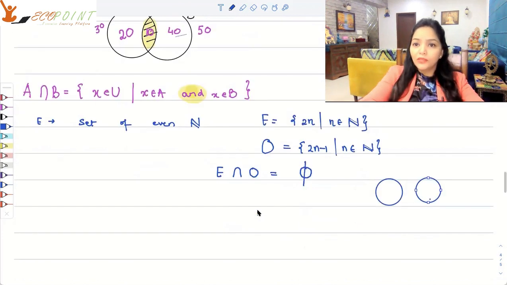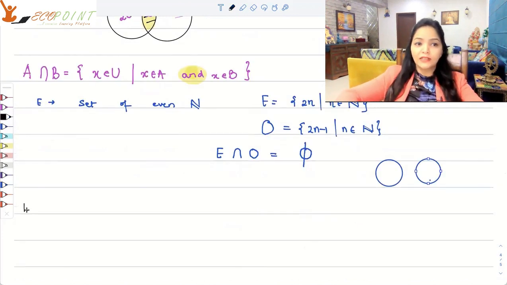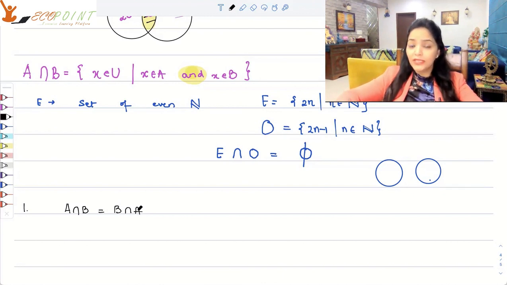Okay. Now there are certain laws and properties, as we saw in case of union, there are certain laws which refer to intersection as well. So number one, just like the union, intersection is also commutative. What it essentially means is that if I'm taking A intersection B and B intersection A, it's going to be the same thing. Why? It will be the same thing because I am talking about the common entries, right? So whether I say A and B or B and A, it's going to be the same thing.